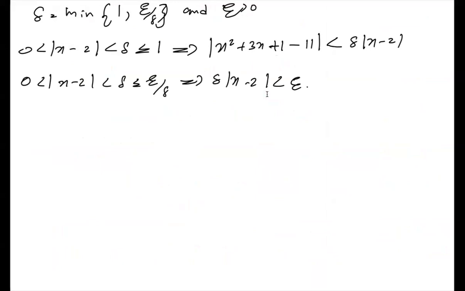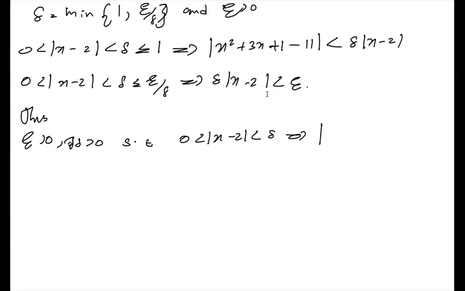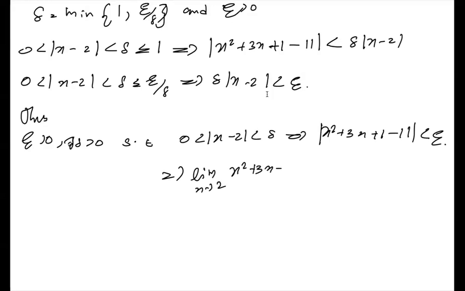It's straightforward. And then you can tell, thus, for all epsilon greater than 0, there is a delta greater than 0 such that 0 less than |x minus 2| less than delta implies |x squared plus 3x plus 1 minus 11| is less than epsilon. And then you can say this implies the limit as x goes to 2 of x squared plus 3x plus 1 equals 11. So this is how you're going to choose that one.